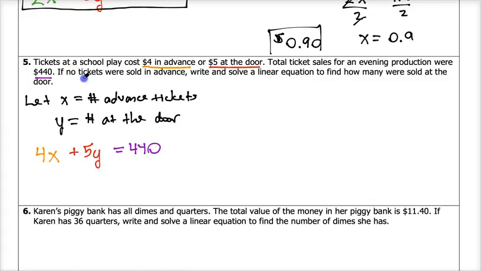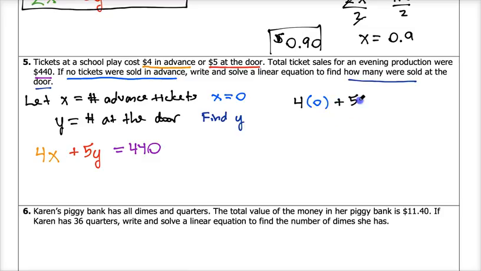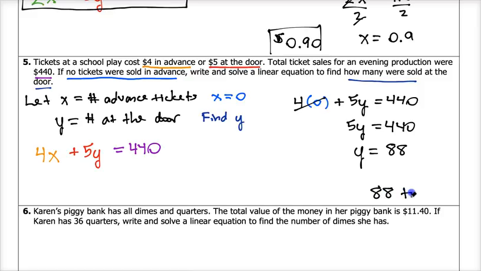We are given that no tickets were sold in advance. So that's telling us that x is equal to 0, and we need to find how many were sold at the door. So we need to find y. So taking this equation, I'm going to rewrite it, substituting 0 in for x. Four times 0 is just 0, so this goes away. So I get 5y equals 440, and solving this for y, I get 88. So that tells us that 88 tickets were sold at the door.